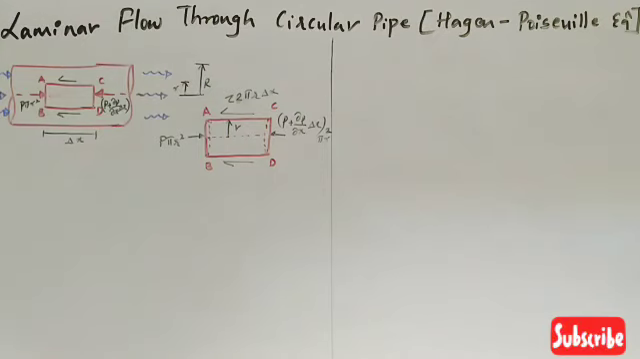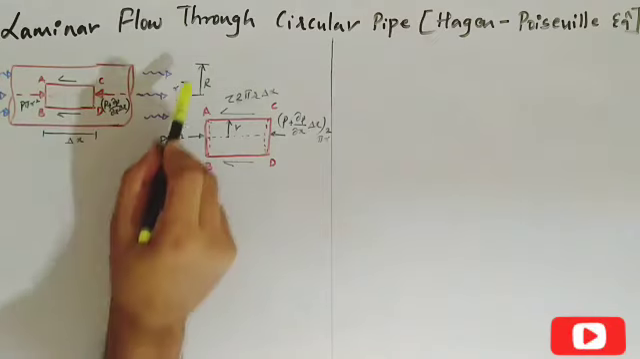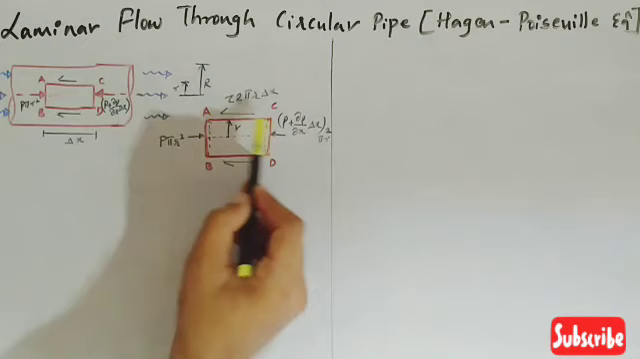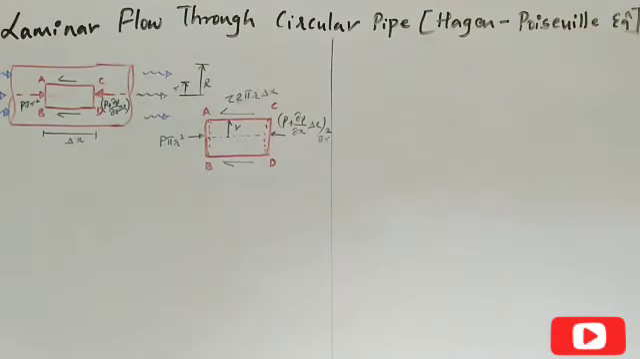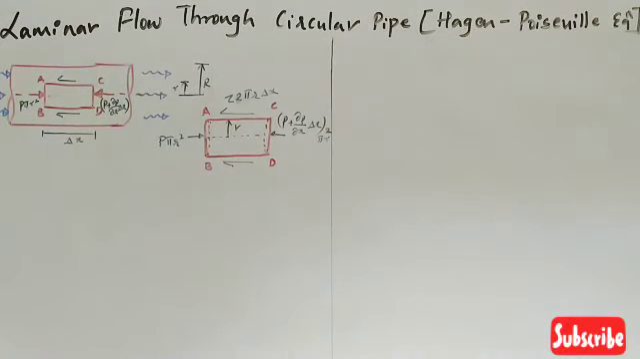A simple schematic figure for this derivation has been drawn here. Let us consider a steady laminar flow through a horizontal circular pipe of radius R, and let us consider a cylindrical element ABCD of length dx, that is delta x, and radius small r. Now the pressure acting on this element is P, and P plus dou P by dou x into dx. These are the pressure intensities acting on face AB as well as CD.